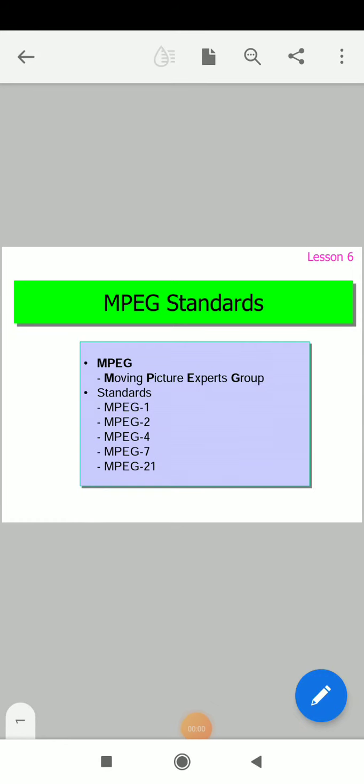Fine students, today we are going to see about the MPEG standard. The expansion of MPEG is Moving Picture Experts Group. Here we have the following standards: MPEG-1, MPEG-2, MPEG-4, MPEG-7, and the last one, MPEG-21. It is used for video compression.